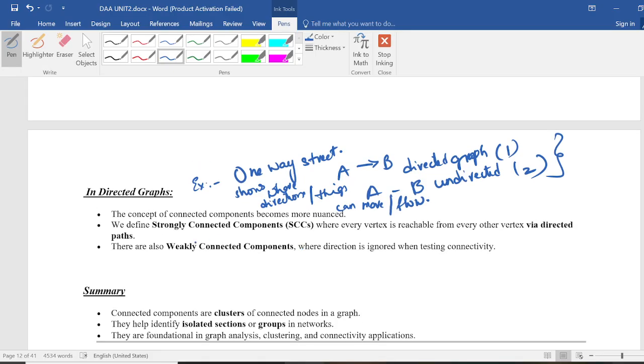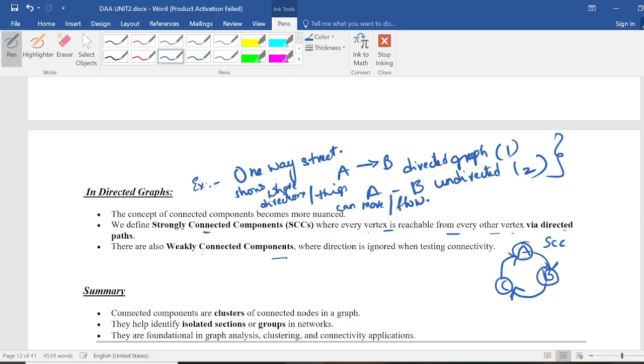We define strongly connected components where every vertex is reachable from every other vertex via directed paths. Okay, an example of strongly connected components. Imagine A, B and C. Strongly connected components, SCC. Every vertex is reachable from every other vertex. For example, A can be reached from B, A can also be reached from C, B can be reached from A, and can also be reached from C. So every vertex is reachable from every other vertex via directed paths.